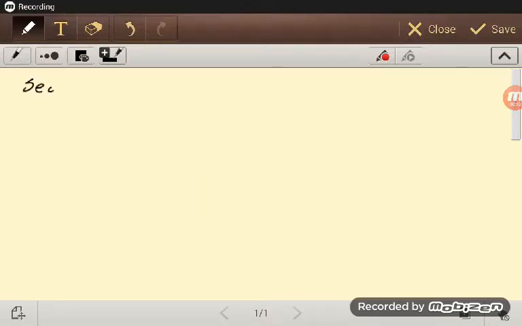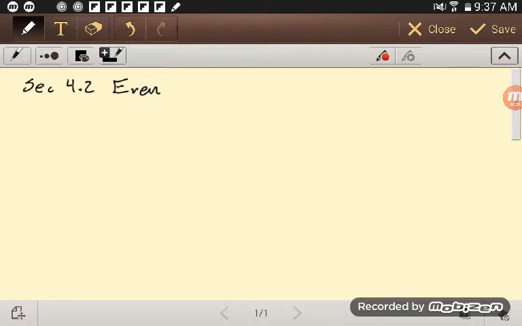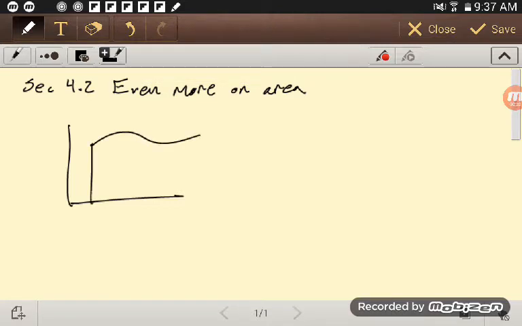Okay, section 4.2, even more on area. Alright, so what we've been doing, that if I had a general function here and I wanted to go from some a to some b and find this area under here, here's f of x.